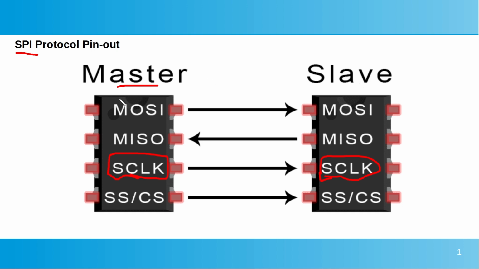For the data exchange itself, the SPI protocol has two pins, MOSI and MISO. MOSI stands for master output, slave input, and MISO stands for master input, slave output. If the master is the one to send the data and the slave is the one to receive this data, then the master will output the data via the MOSI pin. On the other side, the slave will receive the data via the MOSI pin as well. So the master output channel must be connected to the slave input channel.